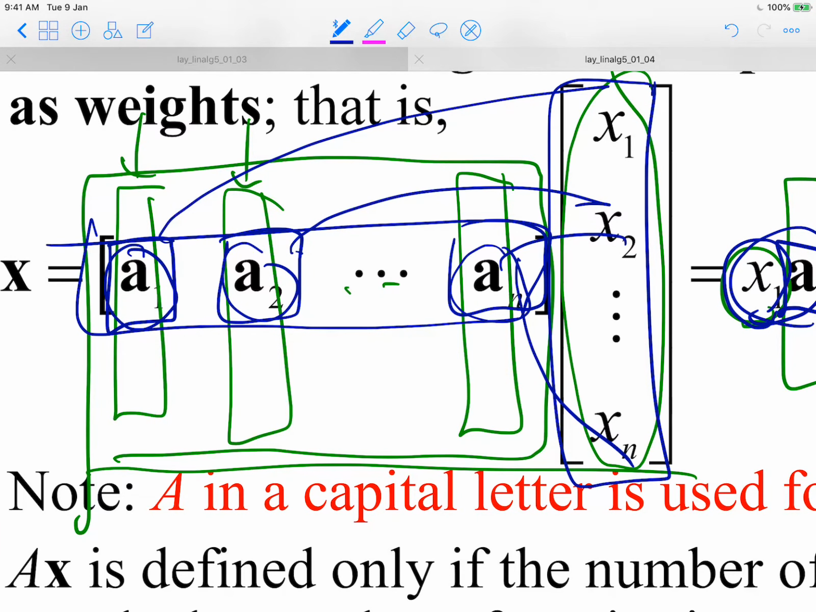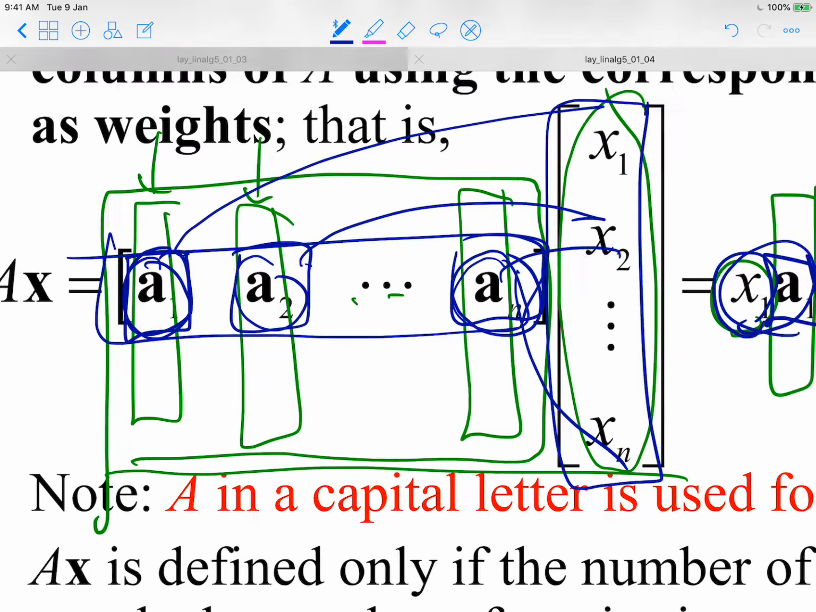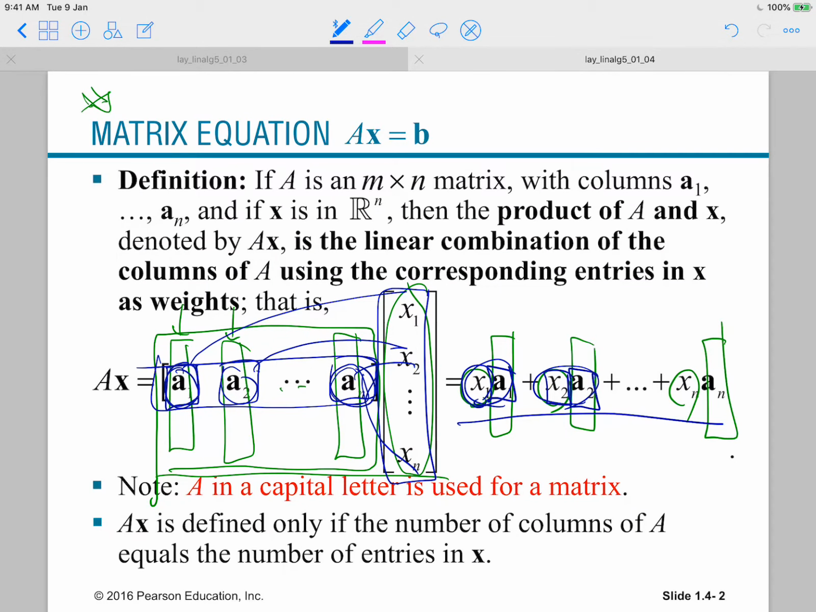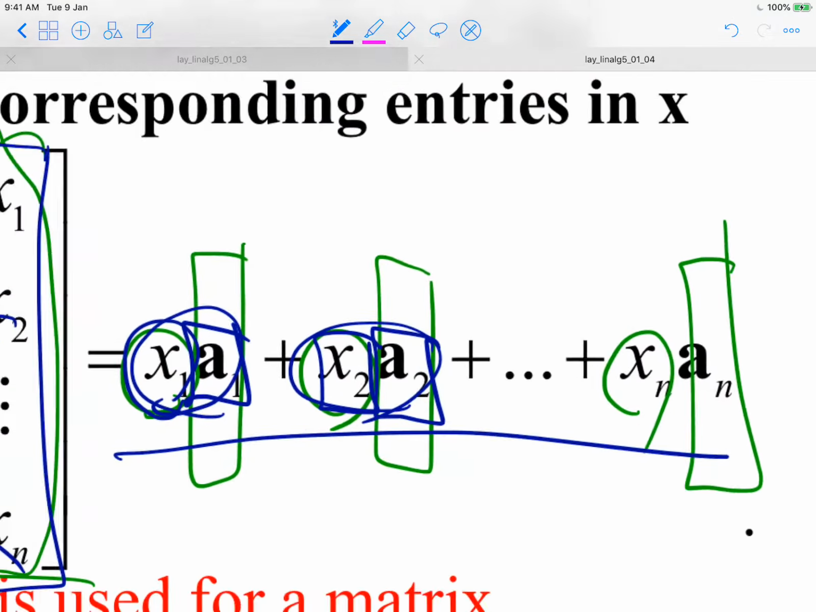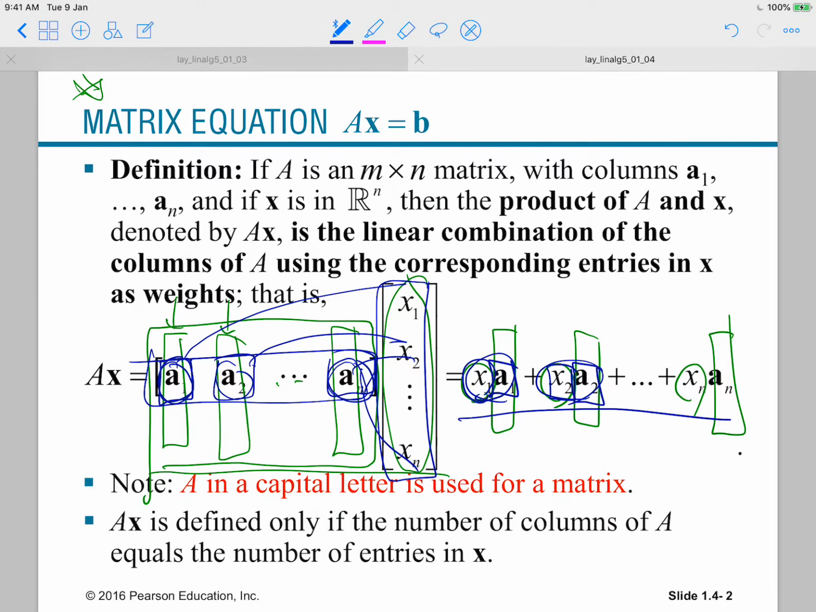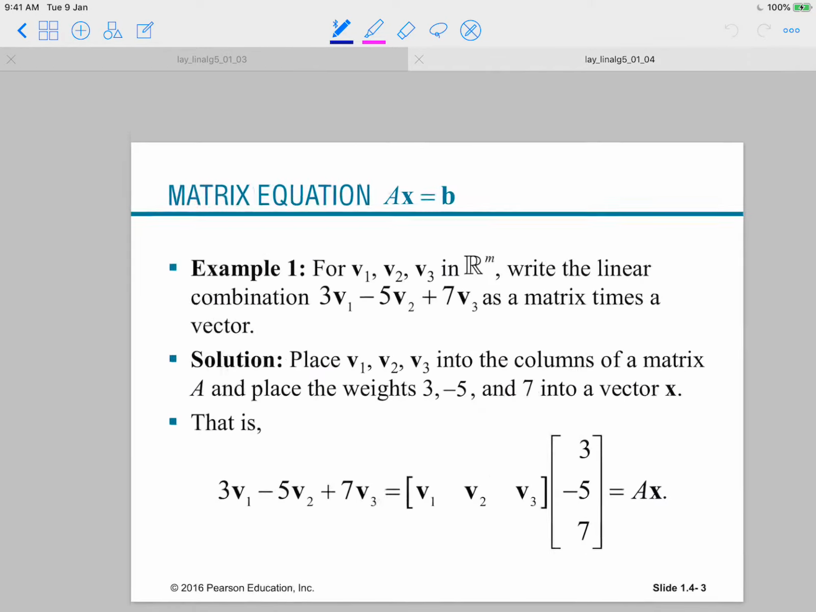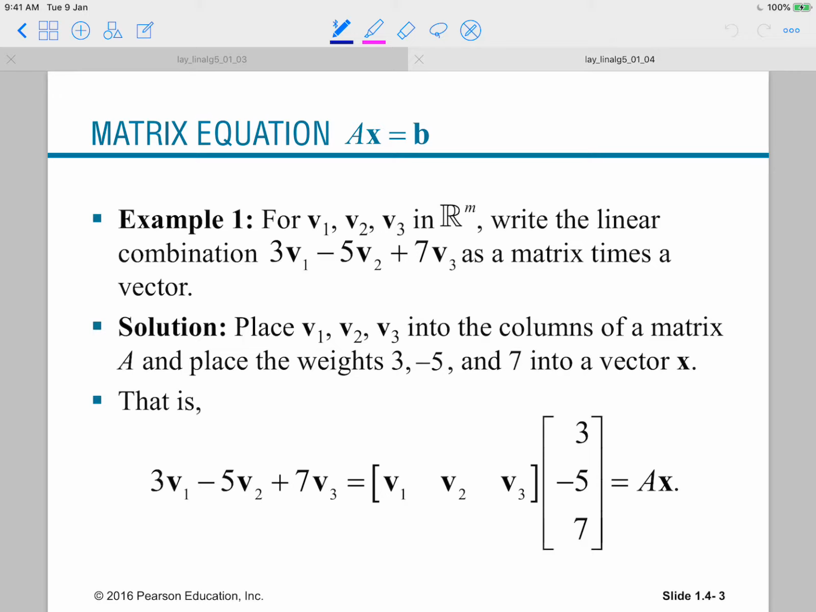Also, more importantly here, this a1 through an, even if they are extended to vectors having the same dimensions, of course, this representation or this expression will still be true, okay? Any questions so far?